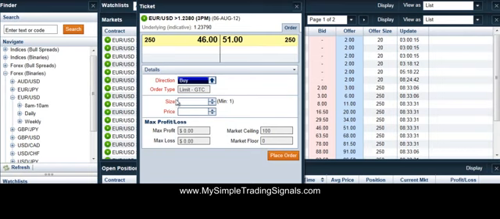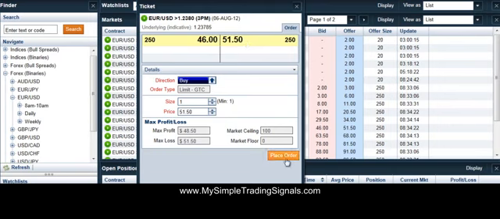The next thing I would do is for size, you can put a minimum of 1. And then for price, if you just click on the plus or the up or down arrow, it'll automatically fill you in at the price that is current to the bid.